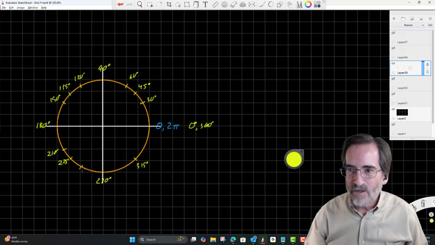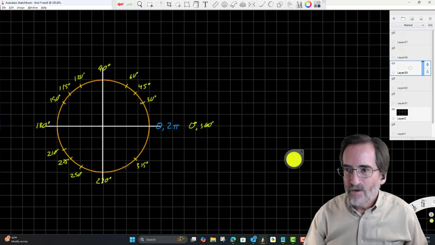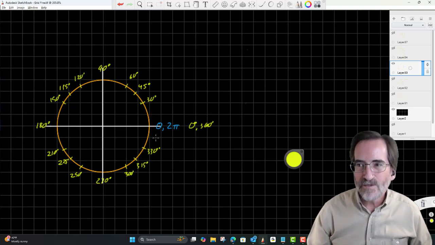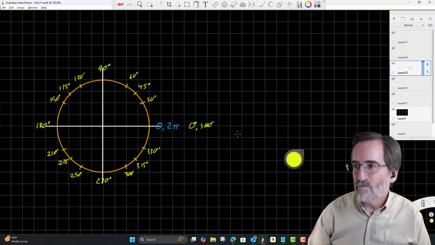210 plus 30 is 240. 240 plus 30 is 270. 270 plus 30 is 300. 300 plus 30 is 330. And 330 plus 30 is 360. So those are some common angle measures that we deal with.